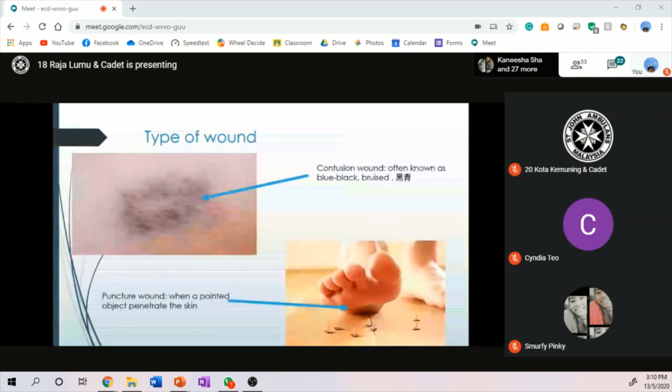And this one is puncture wound. There's a pointed object, like a pin, going near the skin. Like you step on a nail, because you didn't see it, right?